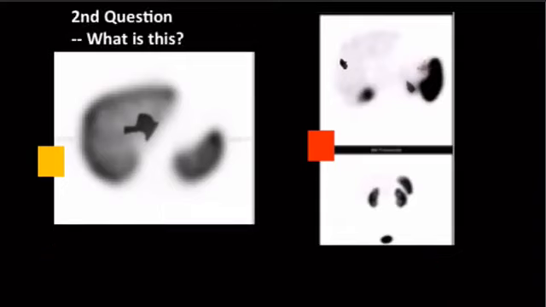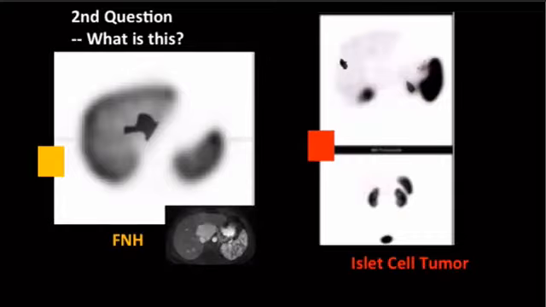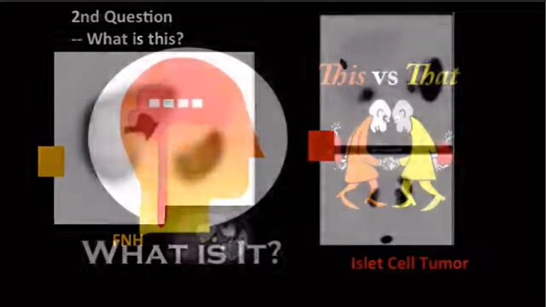And then, of course, what is it going to be? FNH, and then some kind of neuroendocrine thing. We'll talk about that.